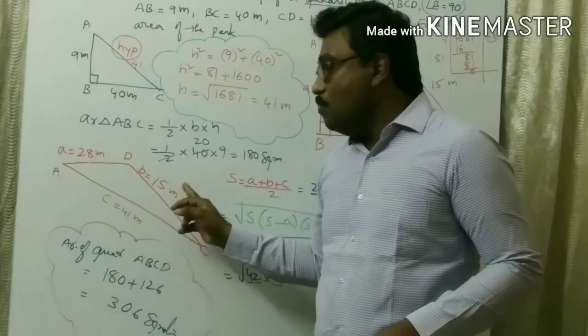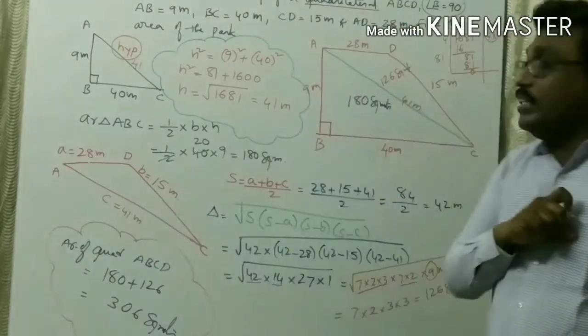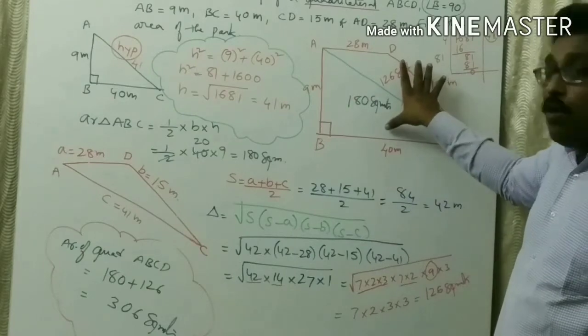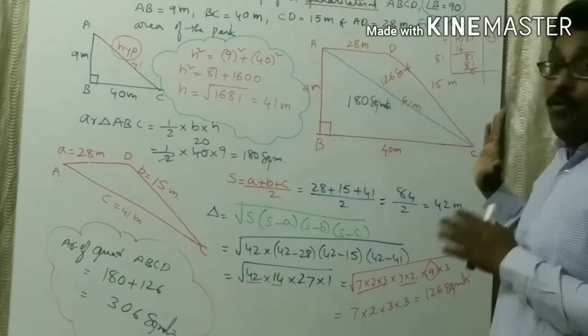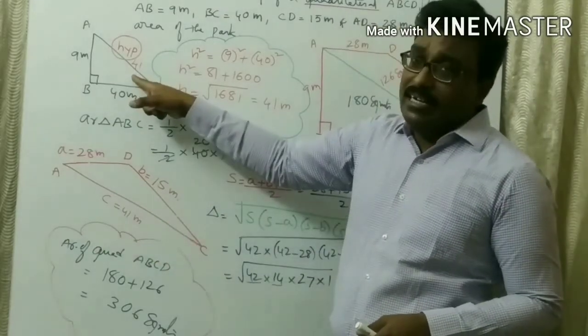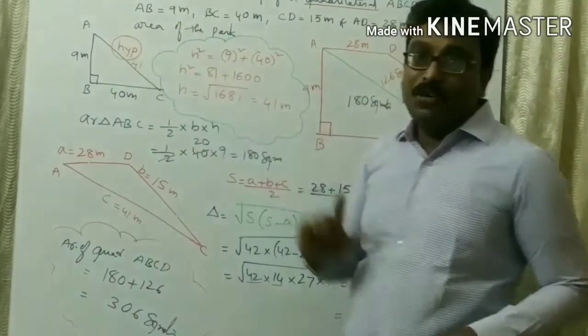AD is 28, CD is 15. We don't know AC, which is 41. How much is it? With respect to the quadrilateral, this is the diagonal. With respect to this triangle, it is one of the sides. But with respect to the right angle triangle, it is the hypotenuse.